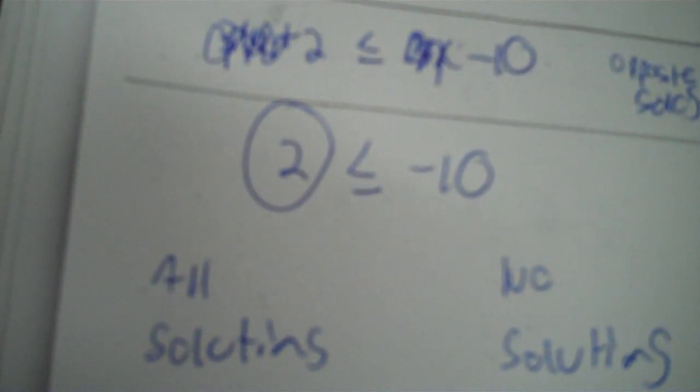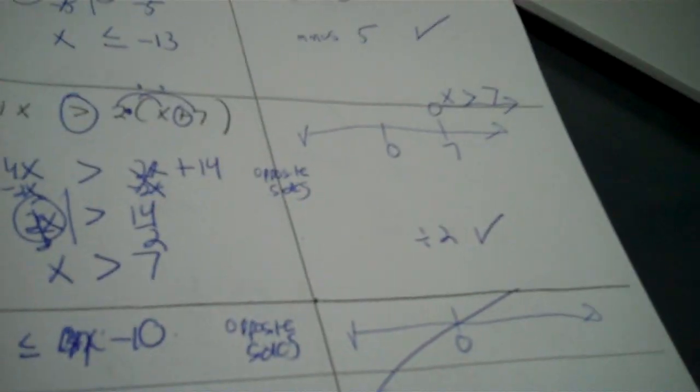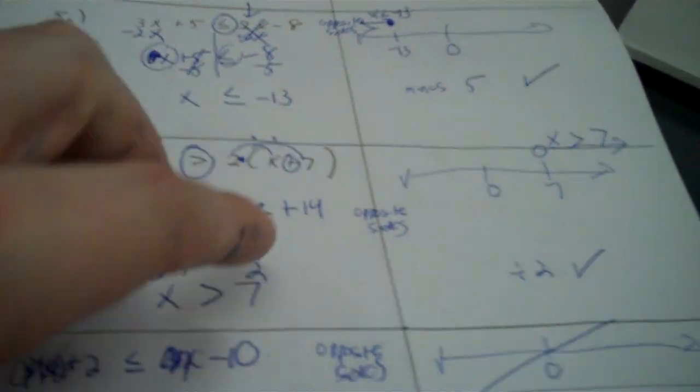So what we have here is an all solutions or no solutions. Well, 2 is bigger than negative 10. It should be eating the positive 2, and it's not, so that's a false statement. So that means it's no solutions. There's no number for x that can make this greater than this.